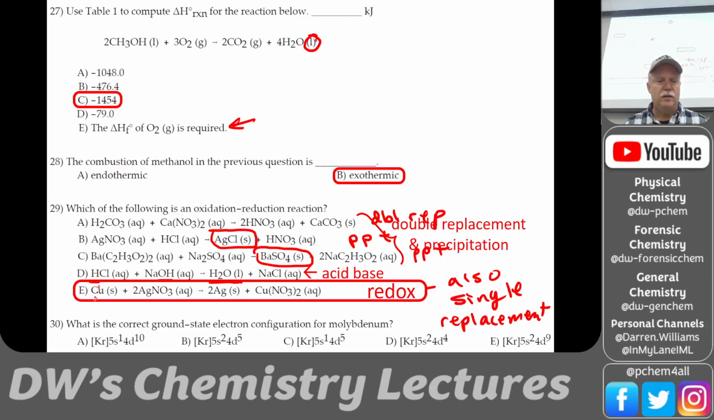Because the copper solid has an oxidation state of 0, and over here copper nitrate has an oxidation state of 2+. And silver here has an oxidation state of +1. It's a cation in aqueous solution with nitrate, and here it's 0. So anytime those oxidation states change, we know we're gaining or losing electrons.